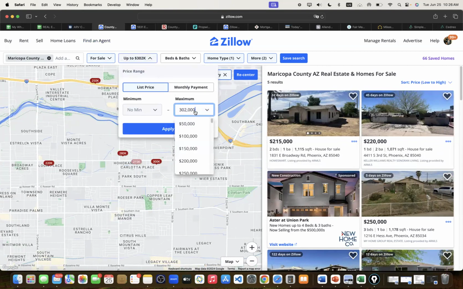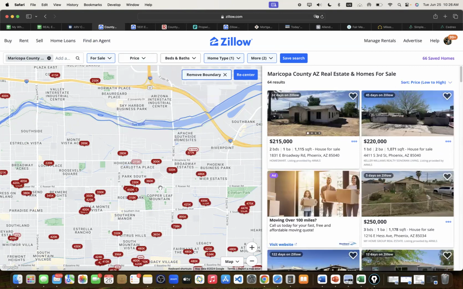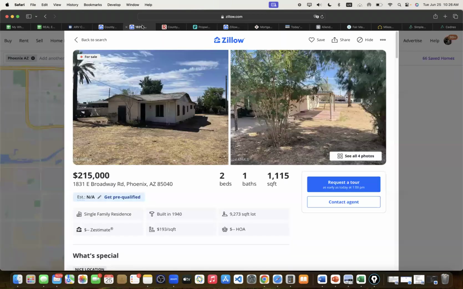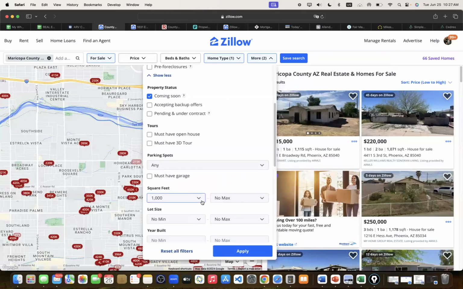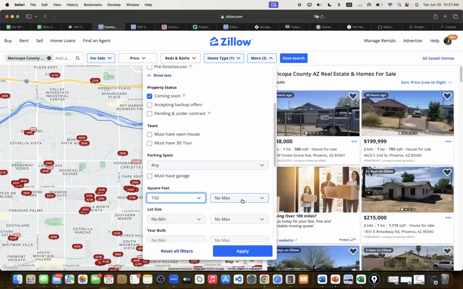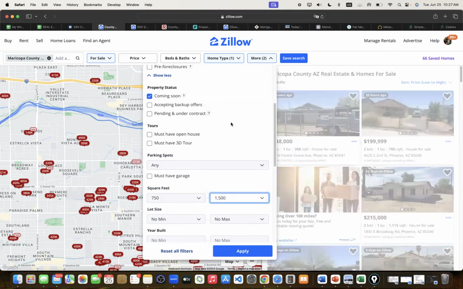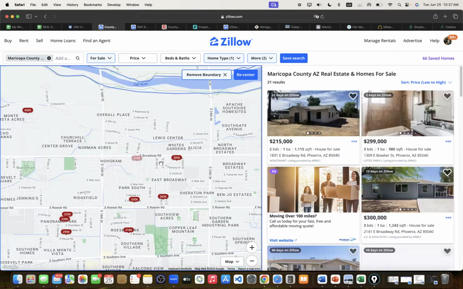I'm going to start taking away the price point of how much they can potentially sell, but I definitely want to set up the filter for square footage. I was mentioning it's going to be plus or minus 300. So 1115 minus 300 is going to be 800 and some change. But we don't have 800, so I have to go down to like 750, and we're going to go plus 300. There's no 400, so I have to go to like 1500 on the square footage.